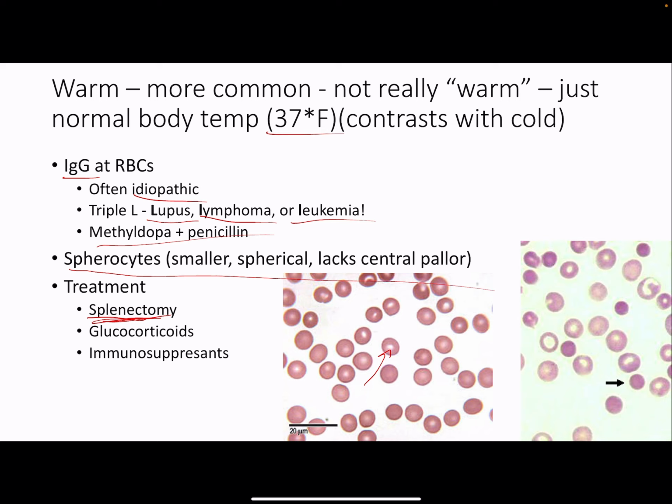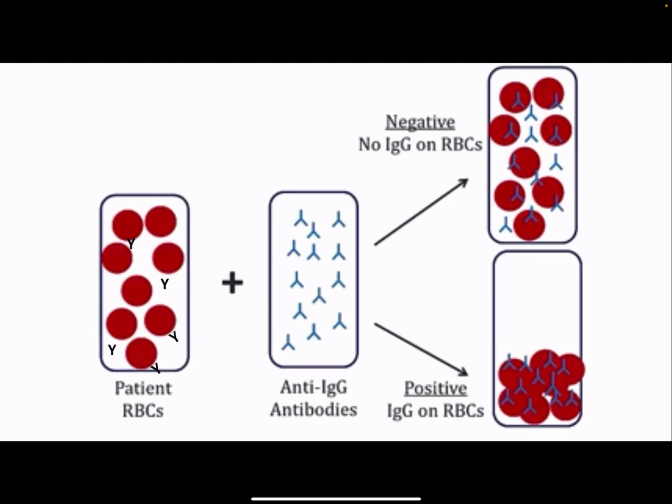Remember that if you take out the spleen, you might get Howell-Jolly bodies. A Howell-Jolly body is just a red blood cell with a nucleus. Usually the spleen takes care of those, but not if you don't have a spleen. Alternatively, let's just suppress the immune system with glucocorticoids or immunosuppressants, and maybe these antibodies will stop targeting these red blood cells for no good reason.